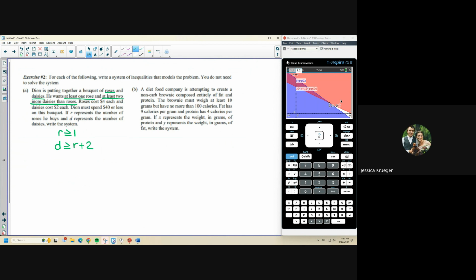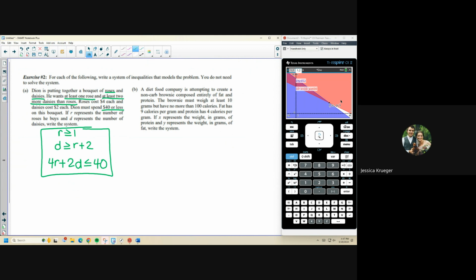And then they give me a constraint on the money. Roses are $4 each, so 4R, plus daisies are $2 each, 2D. If he's got to spend 40 or less, it must be less than or equal to 40. So there would be my system of inequalities.